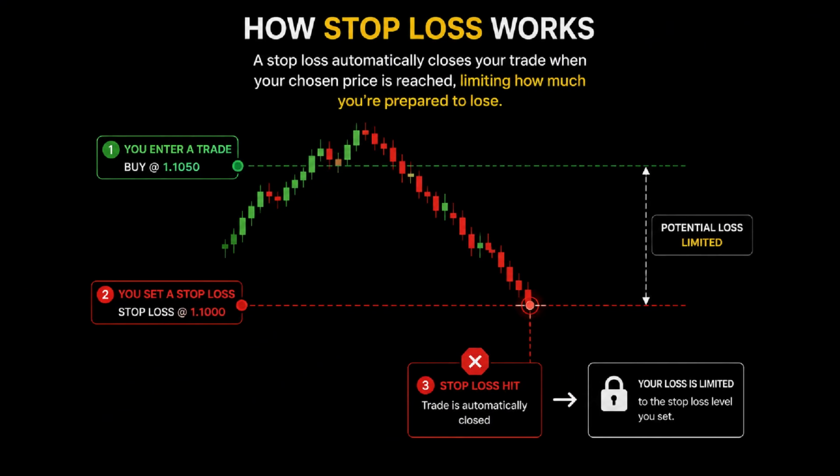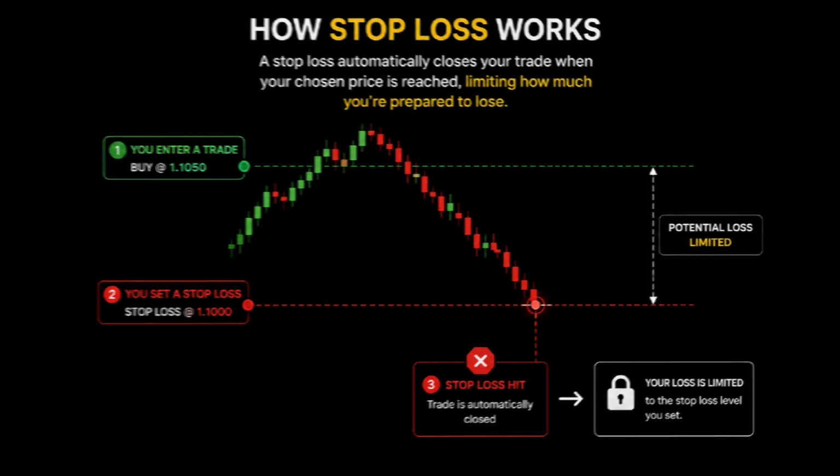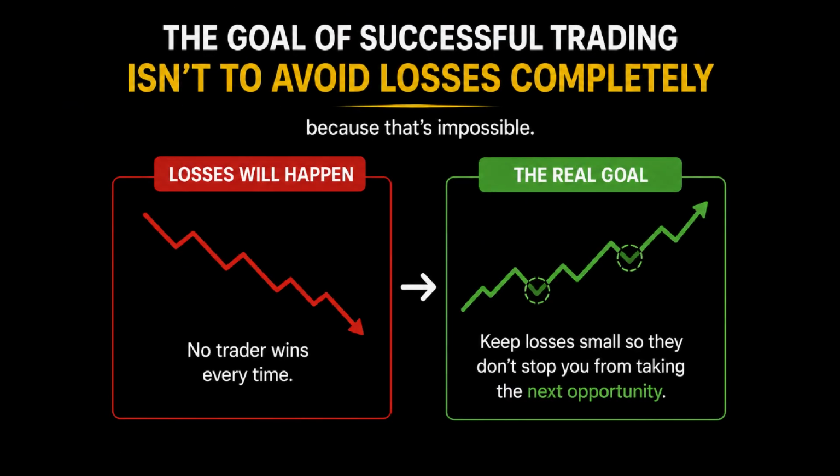It automatically closes your trade when your chosen price is reached, limiting how much you're prepared to lose on that trade. Now, this doesn't mean you'll never have a losing trade. No trader wins every time, not even the most experienced ones. The goal of successful trading isn't to avoid losses completely because that's impossible. The goal is to keep your losses small enough that they don't prevent you from taking the next opportunity. That's one of the biggest differences between disciplined trading and simply hoping for the best.